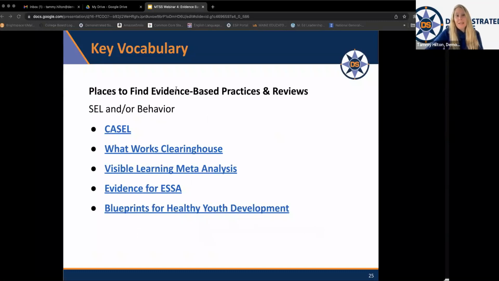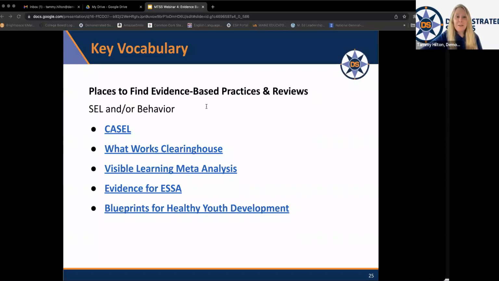So where do we find some of these things, right? Like, where are we going to look? If we're looking for evidence-based practices and reviews when it comes to SEL or behavior, we have CASEL. This is a big one. It's a nonprofit organization that's really focused on social emotional learning. What Works Clearinghouse is a great one. Their mission is to really provide scientific evidence and educational theories and practices. You have Visible Learning, which is powered by John Hattie and his research into things. And so you have that there for all aspects of the child.